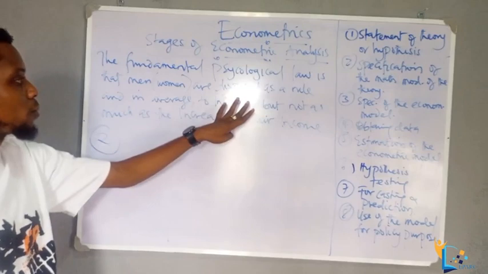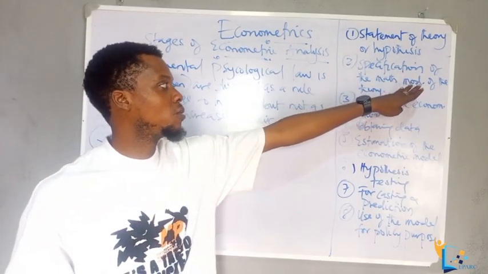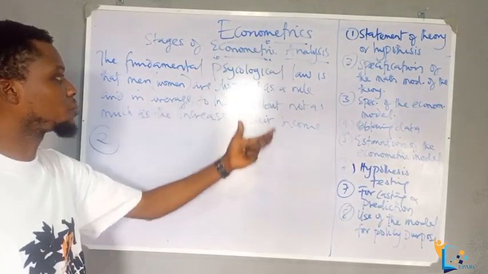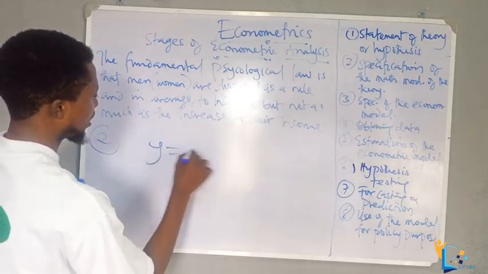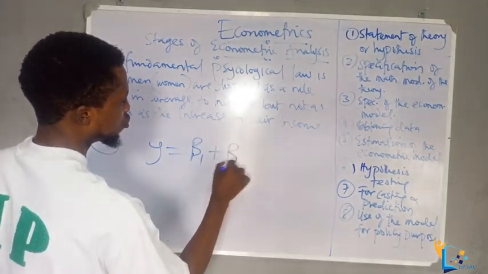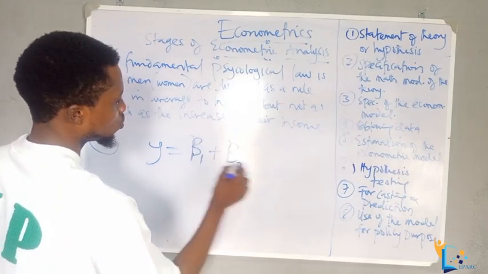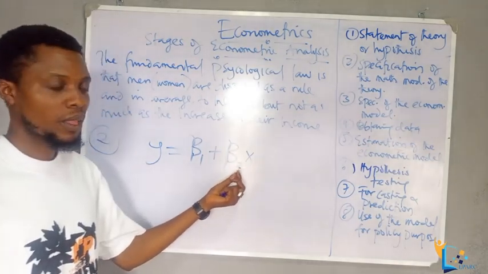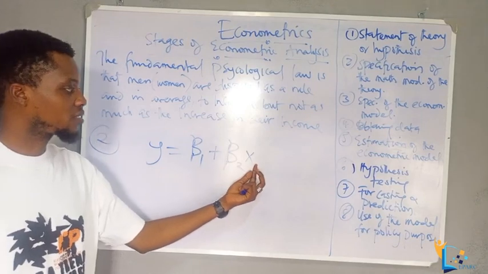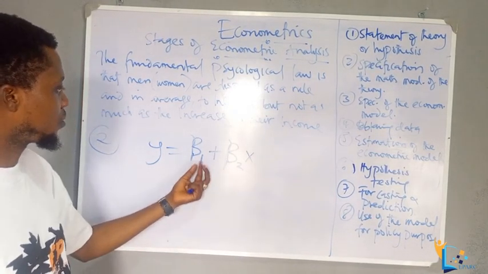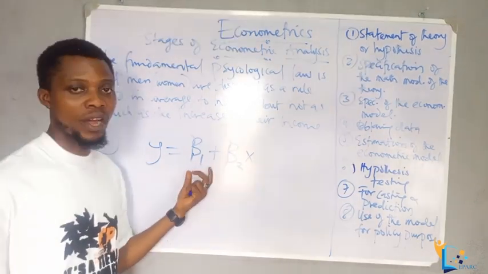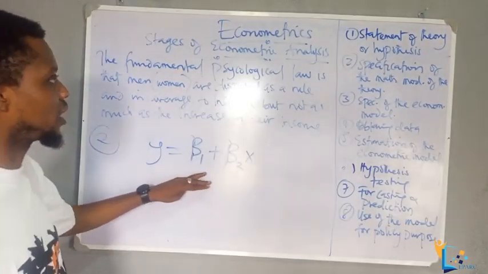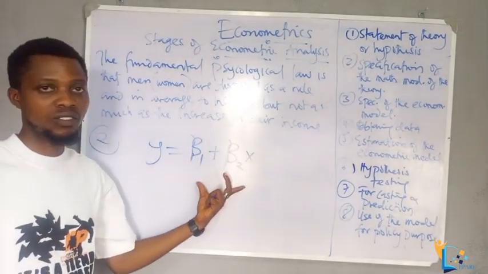The specification is step number 2. After a statement of the theory or hypothesis, you move to the specification of the mathematical model of the theory. A mathematical economist might suggest the following model for the Keynesian consumption theory: Y equals B1 plus B2X. Here, Y is the dependent variable, X is the independent variable, and B1 and B2 are the parameters, where B1 is the intercept, while B2 is the slope coefficient. This is the specification of the mathematical model of the theory.